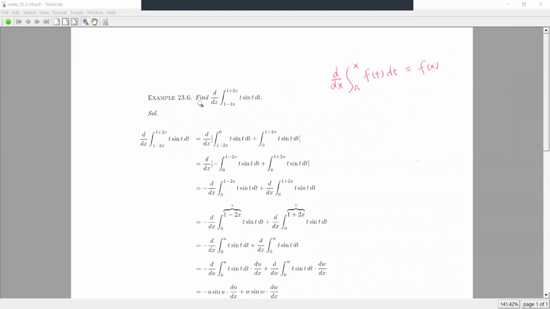Example number 6. Find the derivative of this integral. This integral is the area of the region between 1 minus 2x and 1 plus 2x. The region depends on x, so this integral depends on x. It is a function of x. Now, I want to compute the derivative of this function. Again, I want to use this formula, fundamental theorem part 2, to solve this problem.